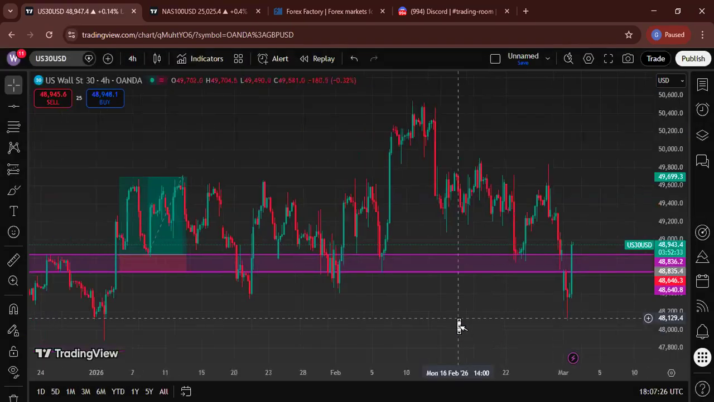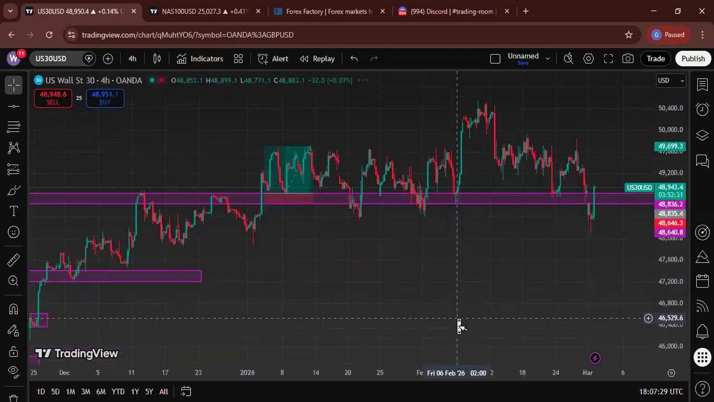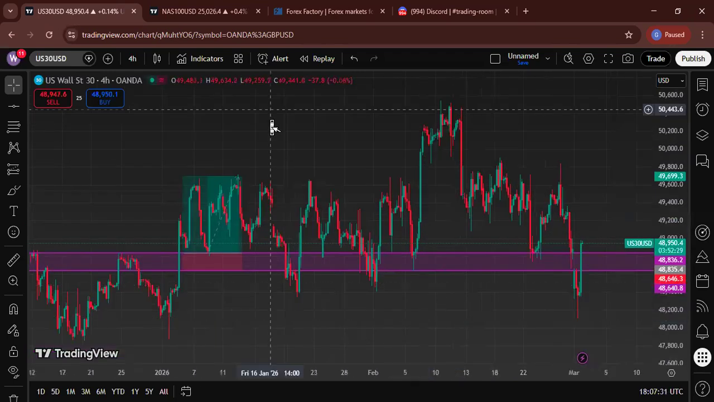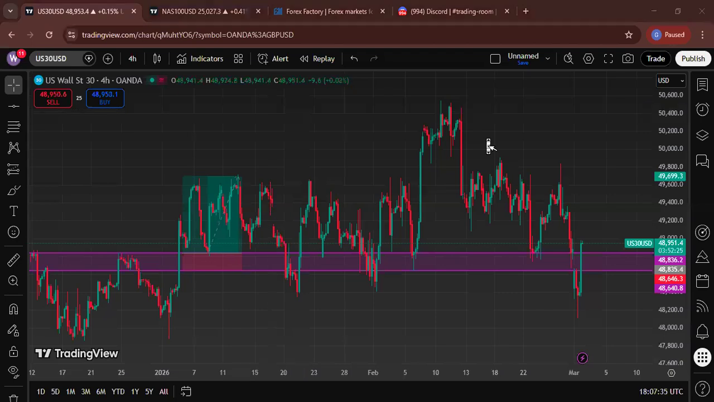There is US 30. So, this is what you have. Let me start with US 30. So for US 30, this is what you have. We've seen price, we've had the major range from this demand, from this demand.